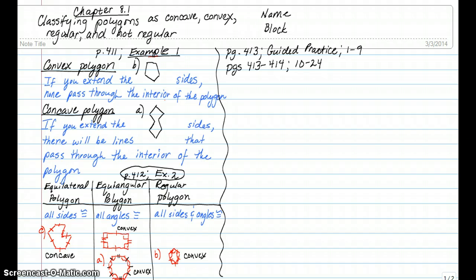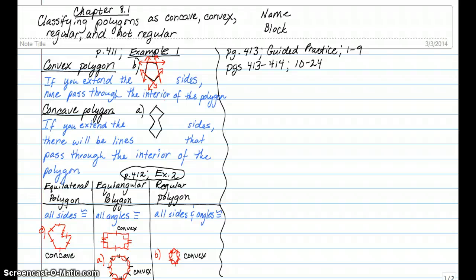A convex polygon is one where, if you extend the sides, none pass through the interior of the polygon. So let's see what that looks like on letter B in example 1. Theirs is a nicer pentagon than mine, but you'll have to deal with mine. If I extend these sides, that doesn't go through the inside of the polygon. This side extended does not go through the inside, nor does this, nor does this. So when one extends the sides, the segments of the polygon, none of them will pass through the interior of the polygon.